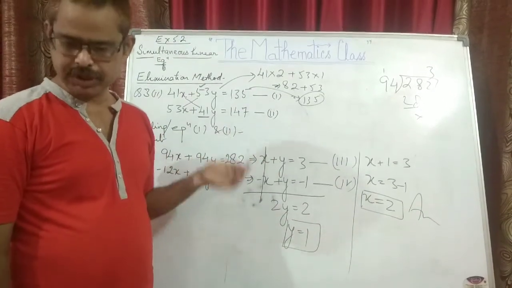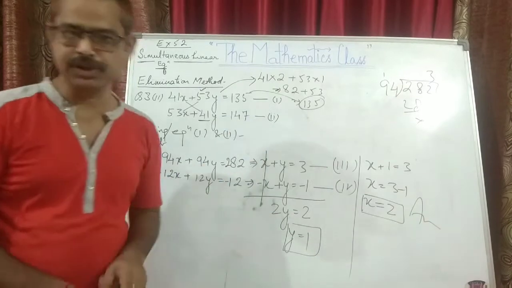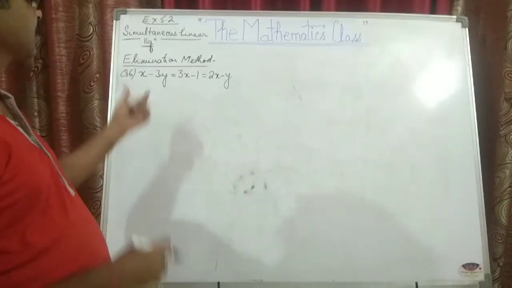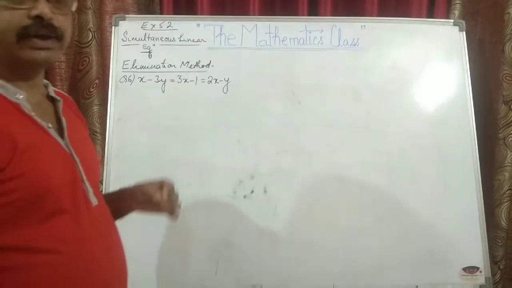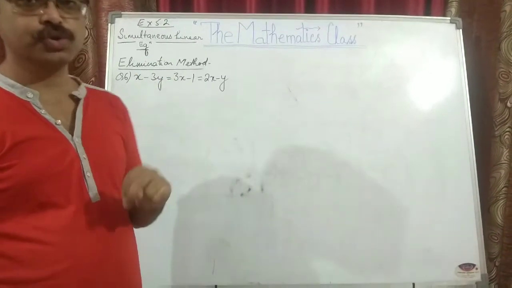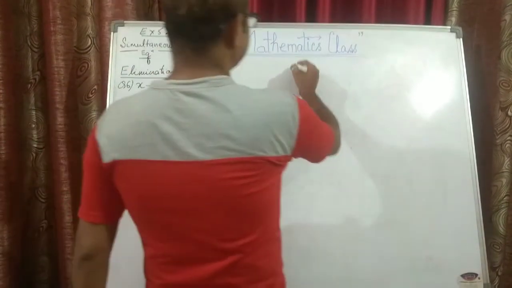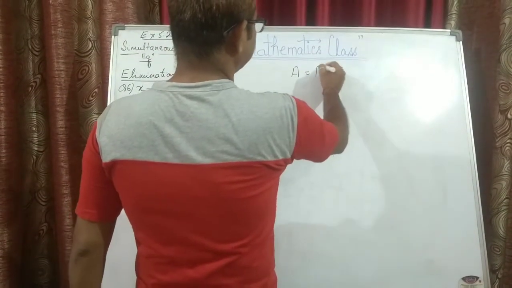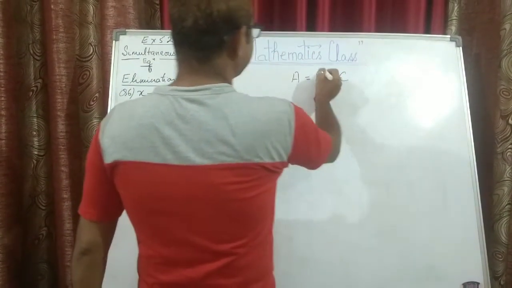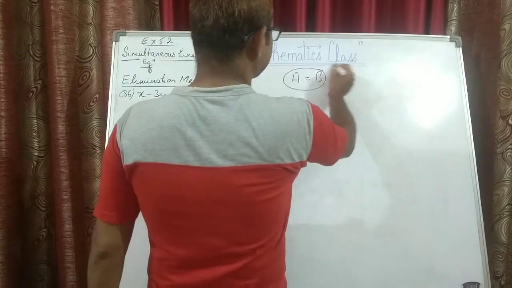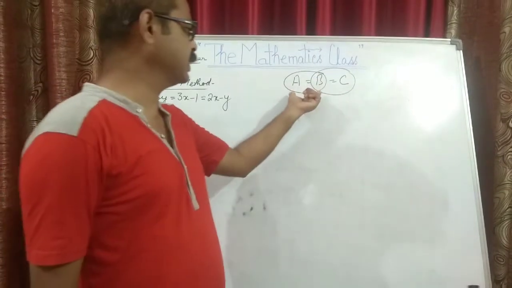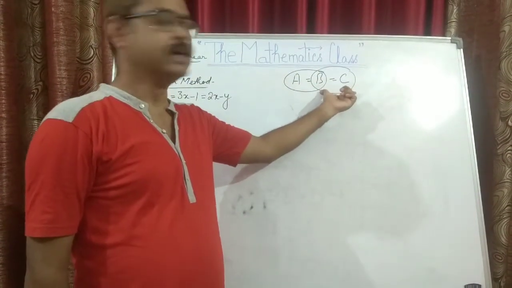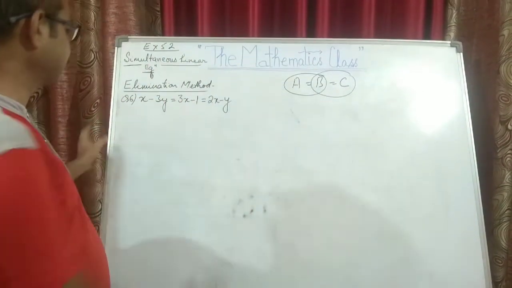Now we move on to question number 6. Let's see what is there in that. In question number 6, there are 3 equations given, and in order to solve the linear equation, we need only 2. So if I say A is equal to B is equal to C, it means A is equal to B as well as B is equal to C. Same concept we are going to apply here.